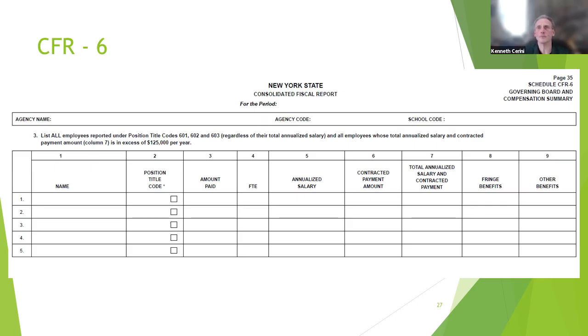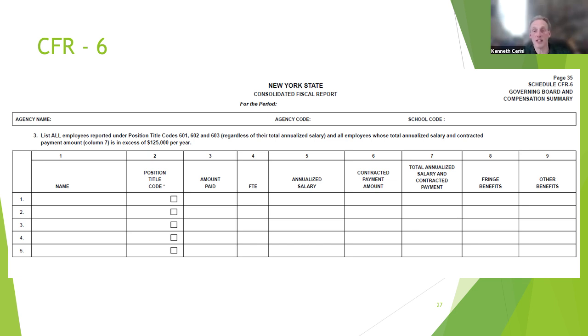If you have an employee that functions under multiple position title codes, so maybe you have an employee that is a 605 or 606, whatever title code, but they also work in another title code and they happen to make over $125,000, you'd have to check off that little box next to the position title code, because you would check that box if they're going to be charged to multiple places. Unless that box is checked, the amount on this schedule for 601, 602, and 603 should pretty much tie back to what's on CFR 4.